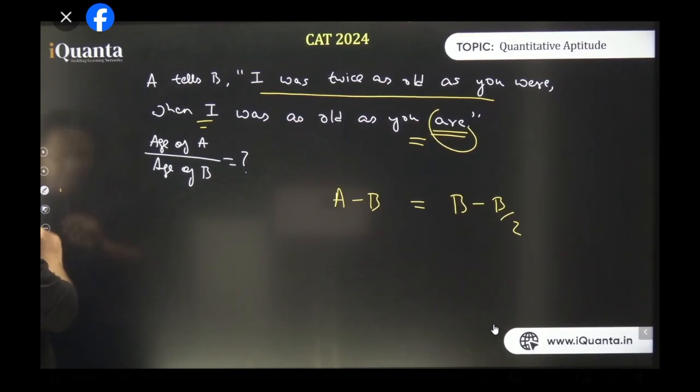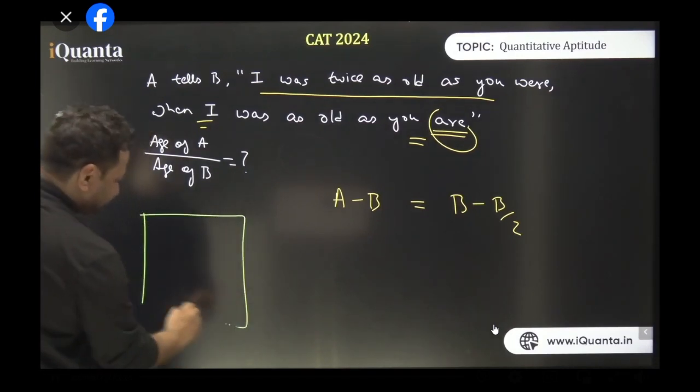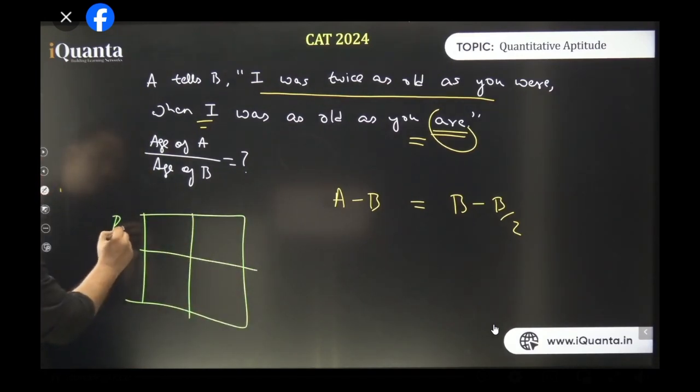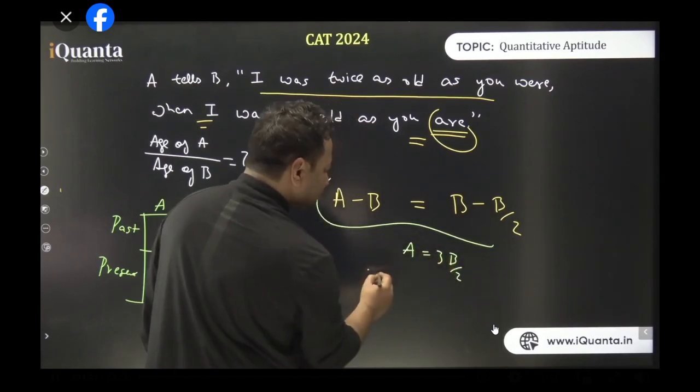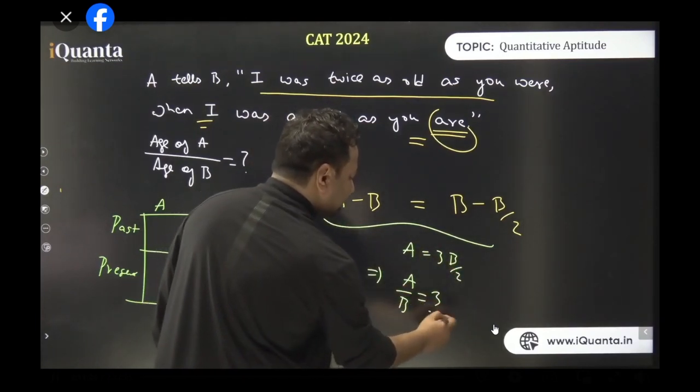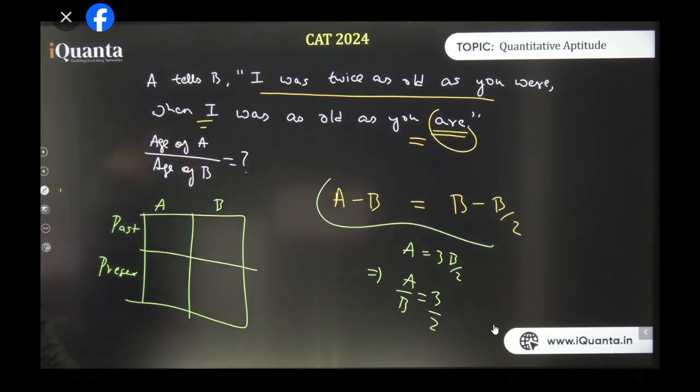And if it still looks difficult, let me do one more then. Past, present, let this be A, let this be B. Now I will solve this. Gunjan, solve it. Solve this, you will get A equal to 3B by 2. So A by B is 3 by 2, you get the answer. Beyond this, nothing more will happen. Solve it.